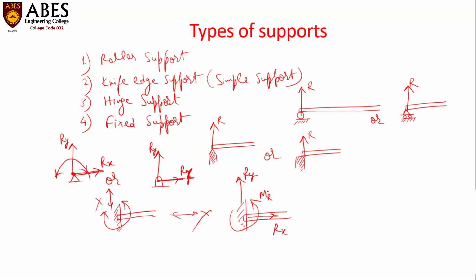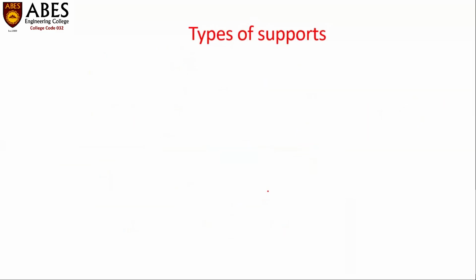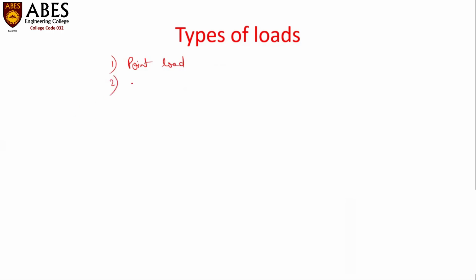So these are the different types of supports which are generally utilized with different types of beams. Next, there are different types of loads which are generally used with the beams. All these loads will be considered as transverse loads. So first one is point load. Second one is UDL. Third one is UVL. And fourth one is the point moment. It is also called concentrated moment.